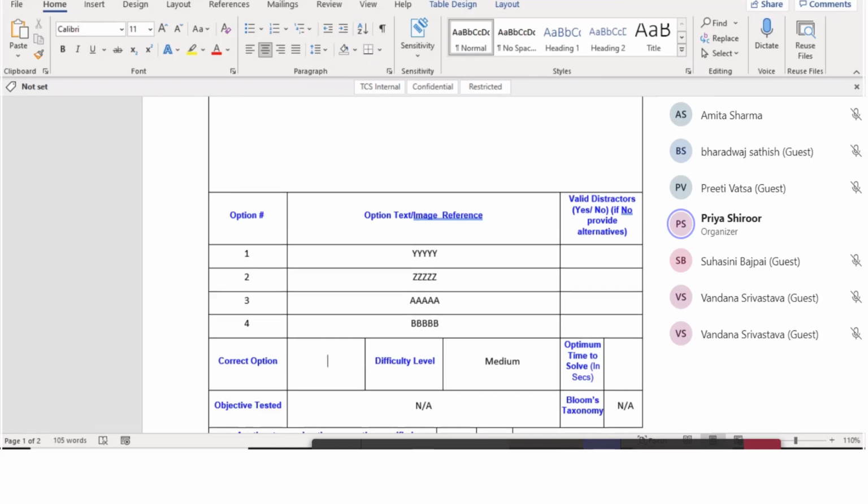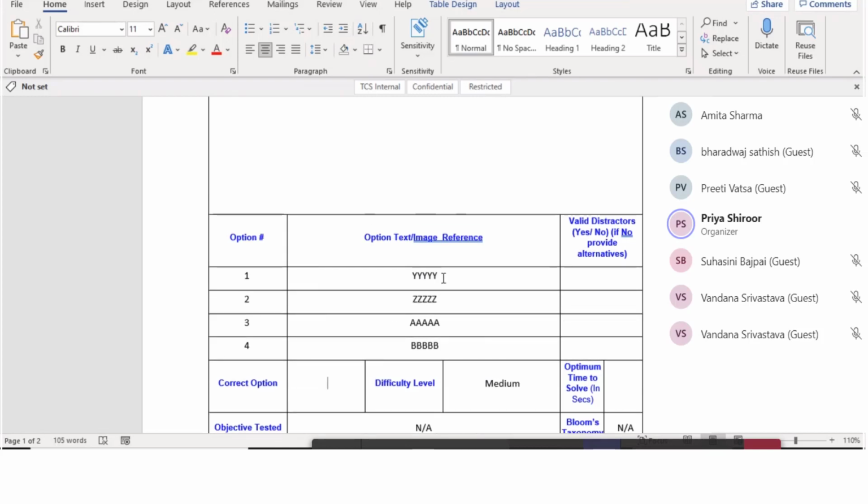So you have to populate the answer key. In this case, suppose for example, this is the answer. Suppose the first one is the answer. So you have to put the option number. You should not put the answer over there. Okay, so you have to put the option number of the correct answer.